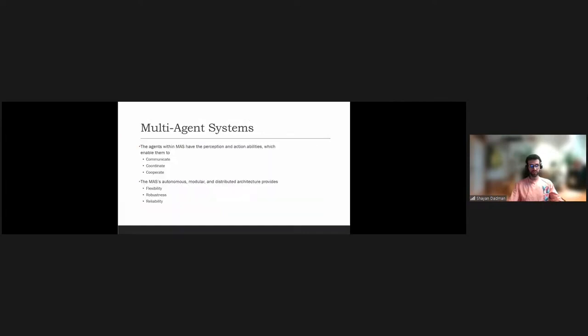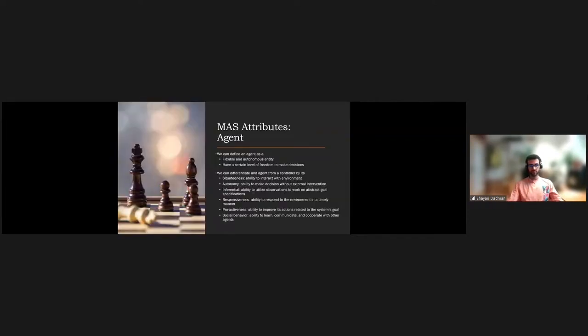In multi-agent systems, the agents within MAS have their perception and action abilities, which enable them to communicate, coordinate, and cooperate. The MAS's autonomous, modular, and distributed architecture provides flexibility, robustness, and reliability. And in this way, we can reduce the costs of the agents compared with centralized systems such as end-to-end deep learning models. The first attribute of the multi-agent system is the agent.